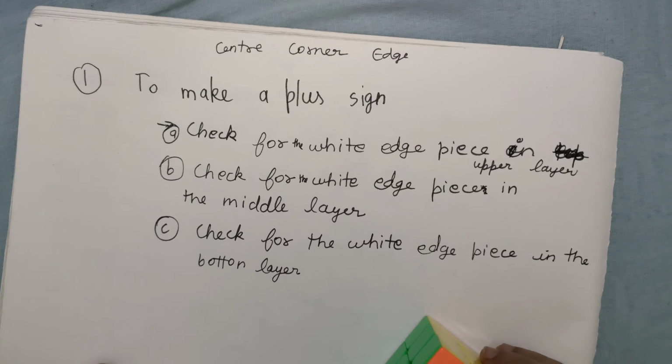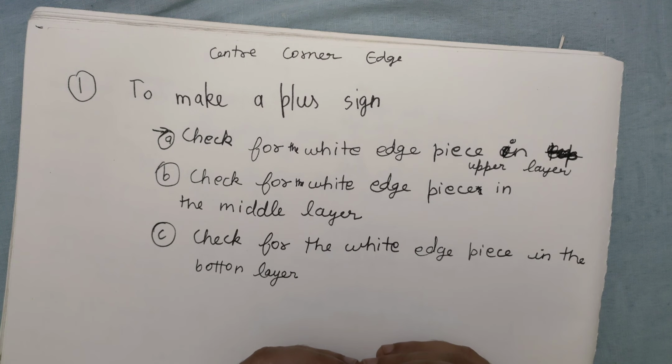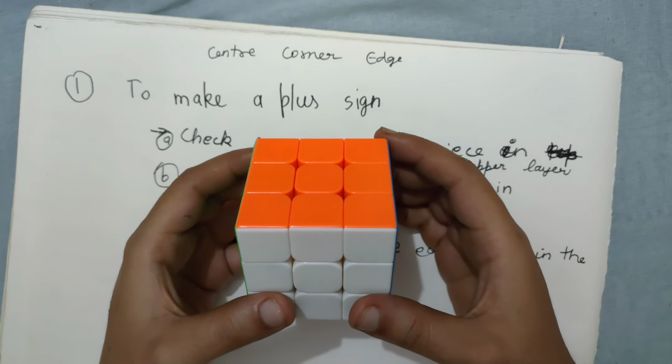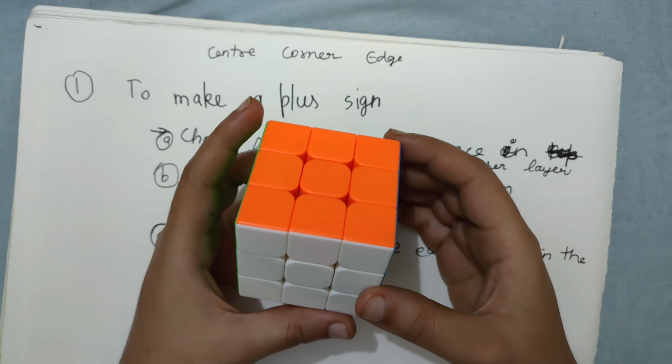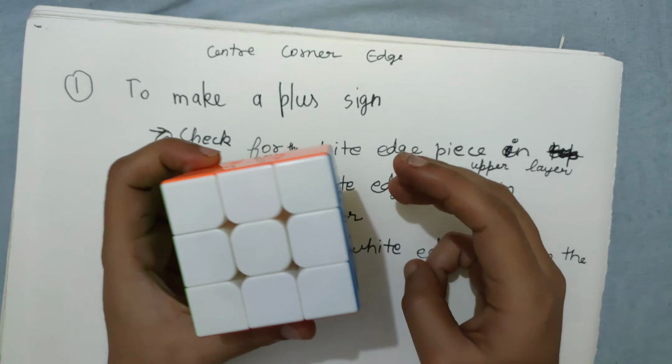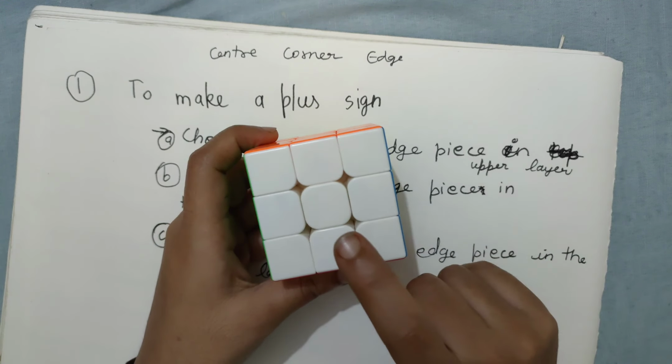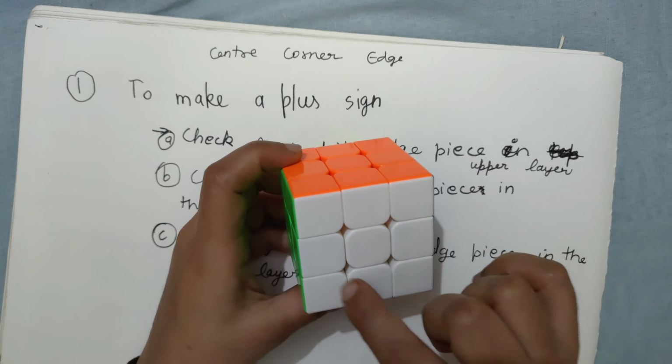Let's learn about some more basic things of Rubik's Cube and how to start solving it. In this Rubik's Cube, first we'll try to locate the pieces. We have three different types of pieces in Rubik's Cube. Starting with the center. Center means it will be at the center of all the faces.